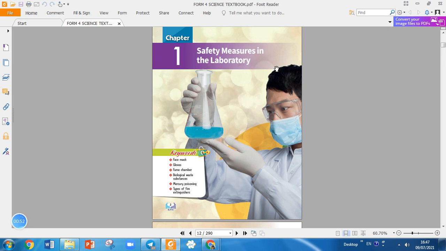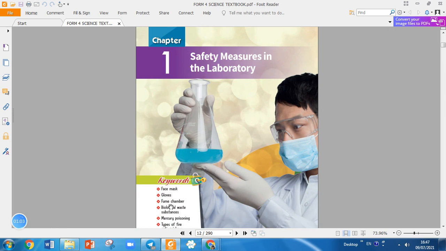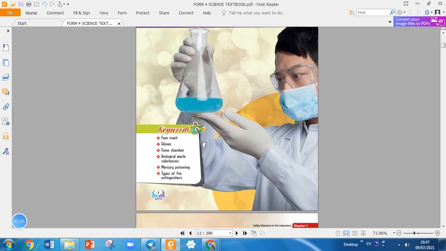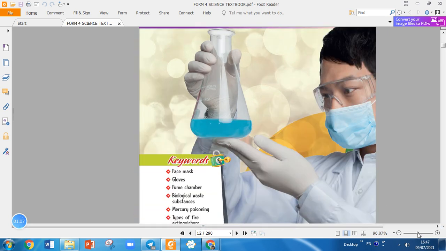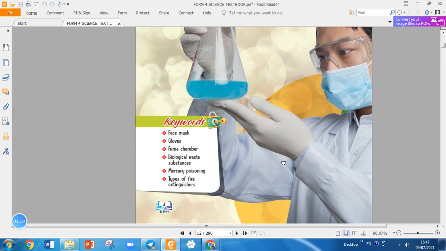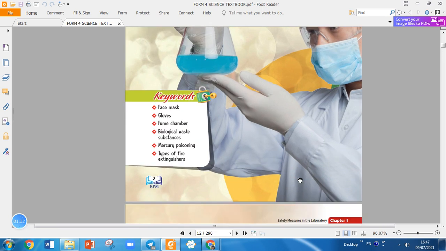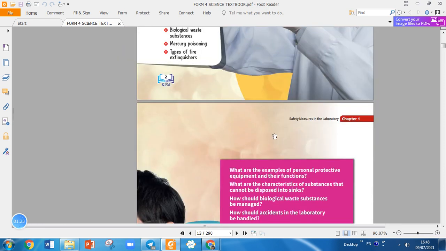First of all, in this chapter, we are going to recognize some keywords. First one, face mask. Second one, gloves. Third one, fume chamber. And then next one, biological waste substances. Next will be mercury poisoning and also types of fire extinguishers. So these are the keywords that you are going to emphasize when you go through Chapter 1.